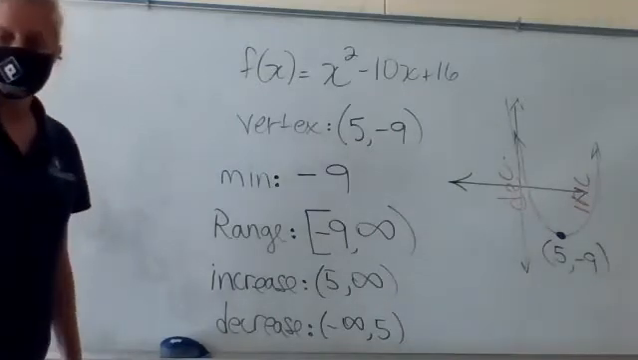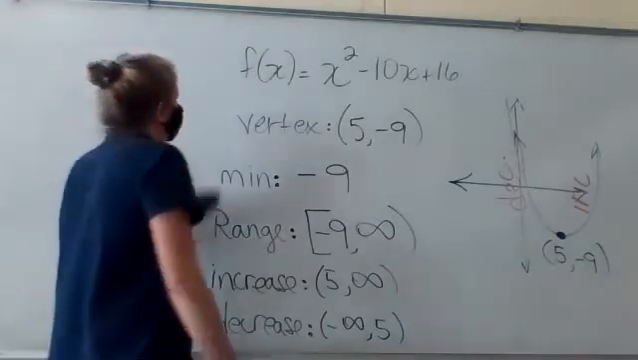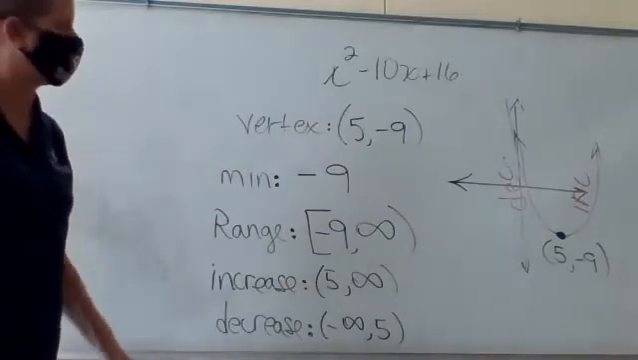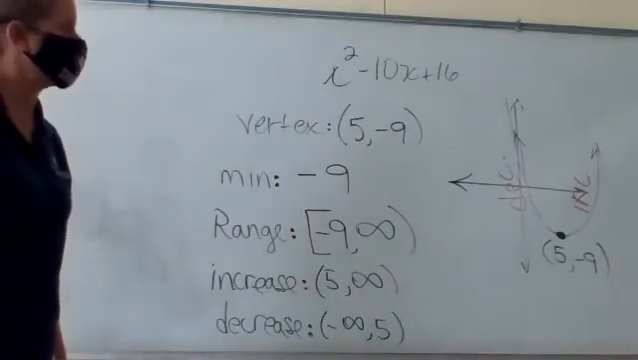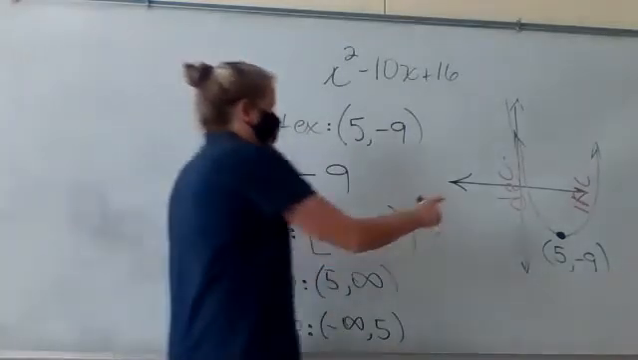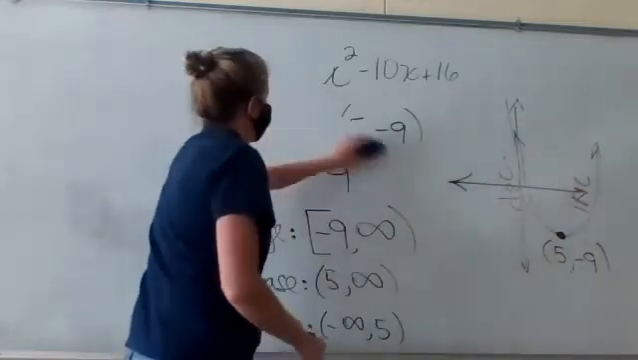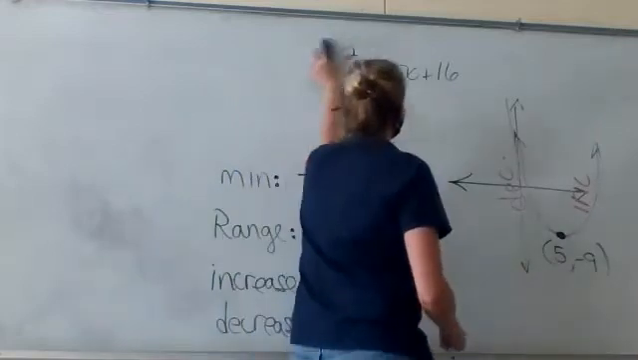Okay? Number 14. This is another problem. It's going to be exactly like this, except my x squared is going to be negative, which is going to flip this parabola upside down. It's going to ask me all the same questions about it, though.